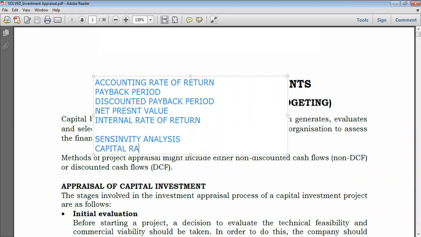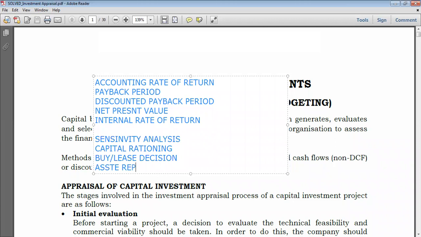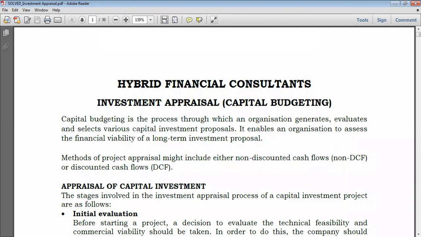Investment appraisal has a lot of applications, not just this one. There are buy or lease decisions. There is something called asset replacement. So we'll look at a lot of applications of investment appraisal. Actually, investment appraisal is a very detailed topic, so take a look at all that. But at first, let's just proceed with normal situations.